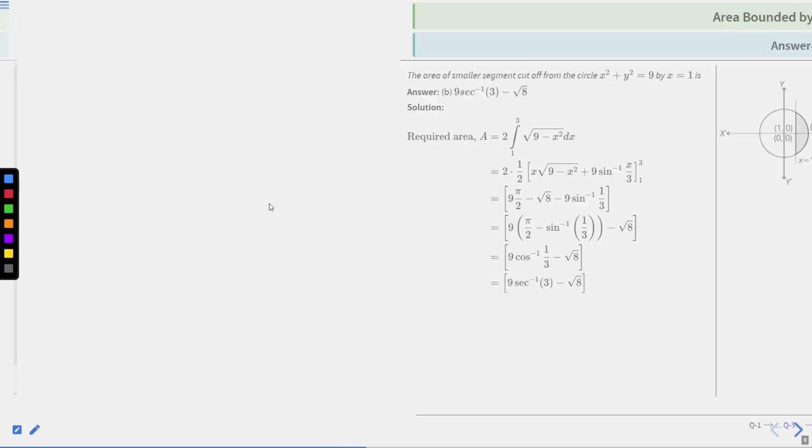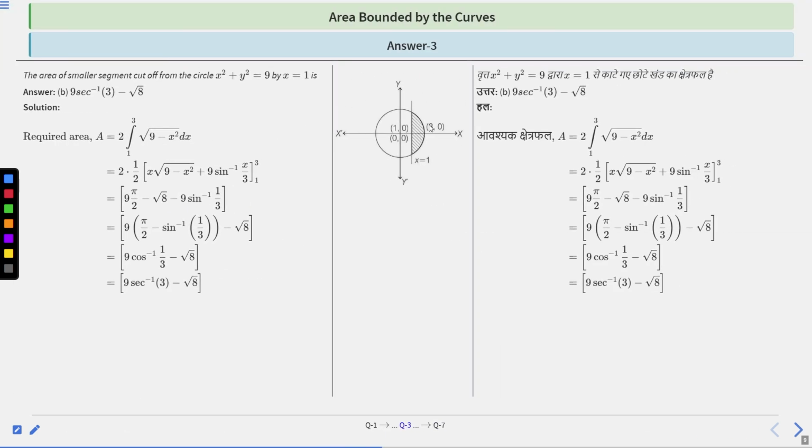Okay, let's move to the solution part C. As we have discussed, this is the circle and this is the line x equals 1, and it is cutting the curve at 2 points. Therefore, the required area is 2 times the integral from 1 to 3; one area is this, one area is the bottom. So 2 times the integral from 1 to 3 of root over 9 minus x squared dx.